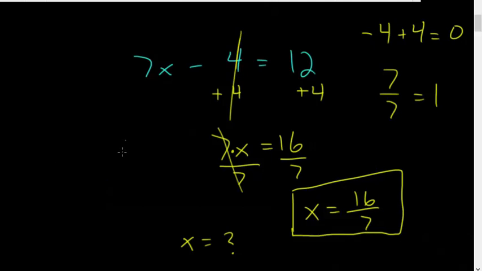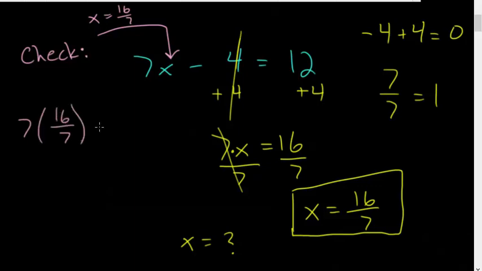And at this point, you want to check your work, just like you would do with any simpler equation. And we're going to check it by plugging it back in to the original equation. So we'll plug in x equals 16 over 7, where we see an x. So you get 7 times 16 over 7 minus 4. And the question is, does this equal 12? And for this first part here, we're multiplying fractions.